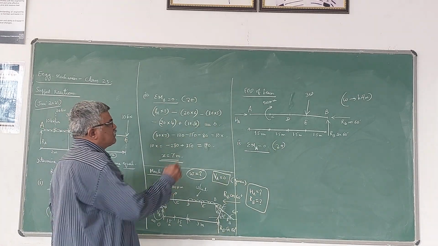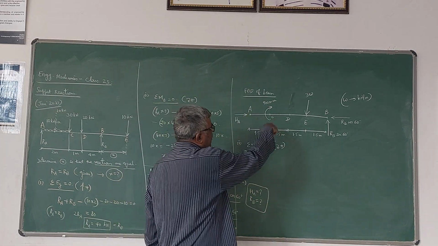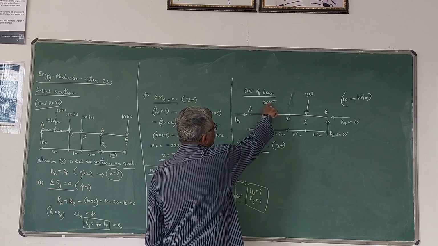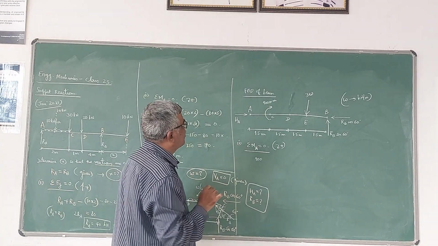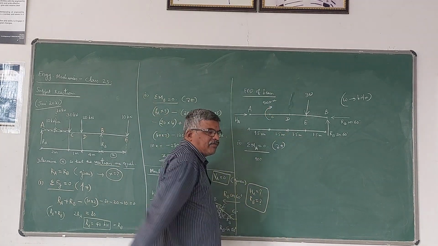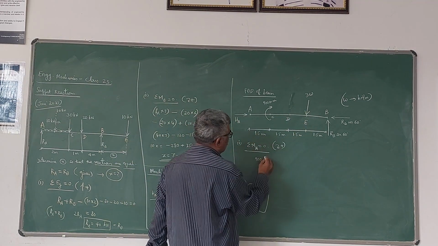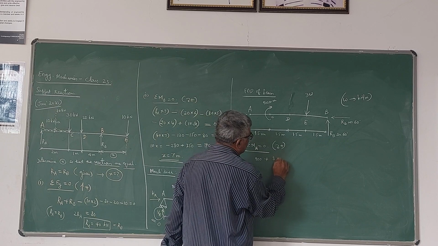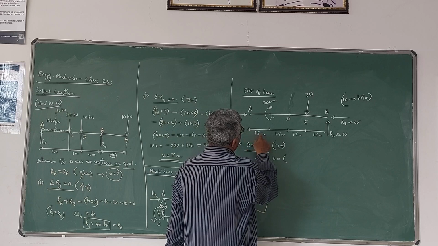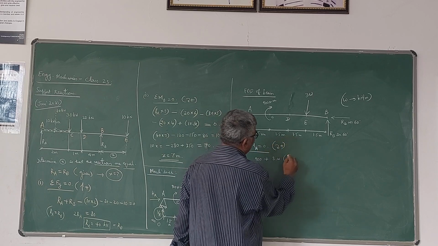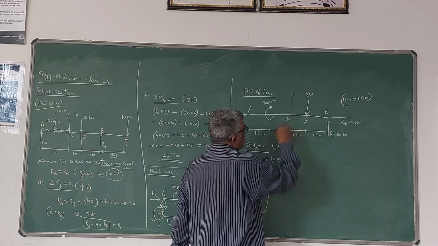I am taking the sum of the moments of all the forces about this point A, taking clockwise as positive. This is a clockwise couple given, so you can directly write it; you need not multiply by the distance, where it acts the value of the effect of the moment remains the same. This 3W is also giving a clockwise moment. So 3W is the force into the distance from point A, 1.5 plus 1.5 plus 1.5, that is 4.5. So this is the moment due to this 3W.